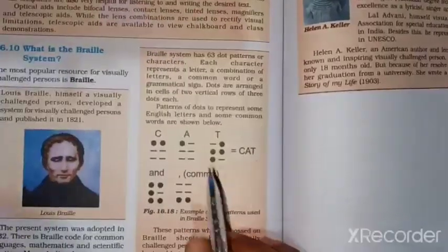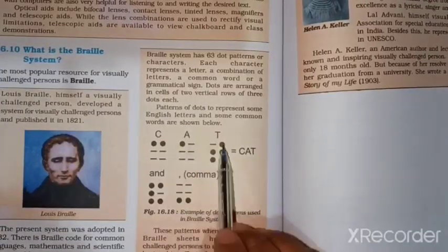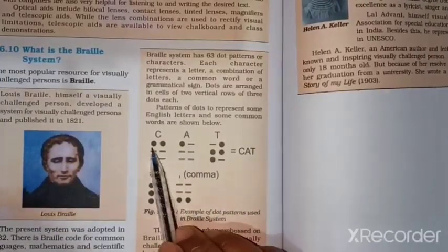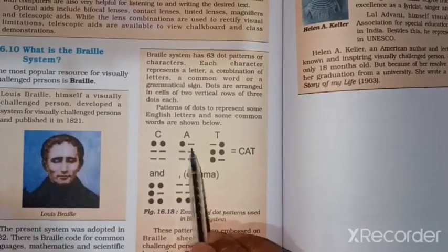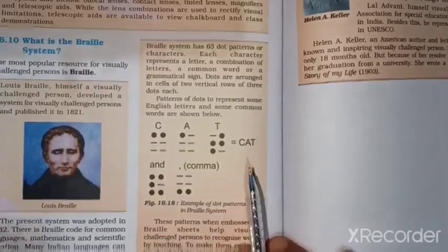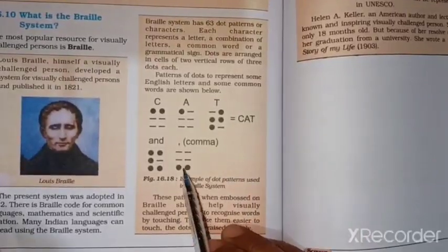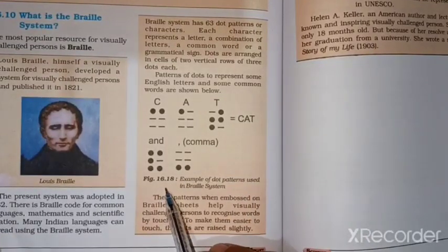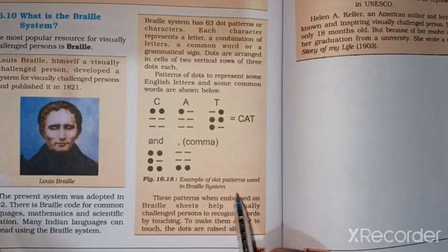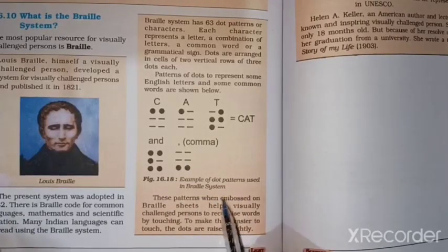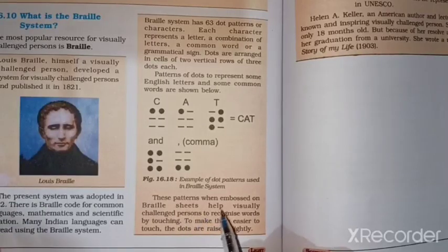Here we can see CAT. So the representation of the dot is shown here, and comma is shown here like this. So this is figure number 16.1i, examples of dot pattern used in Braille system. Now, these patterns, when embossed on Braille sheets, help visually challenged persons to recognize words by touching. To make them easier to touch, the dots are raised slightly.